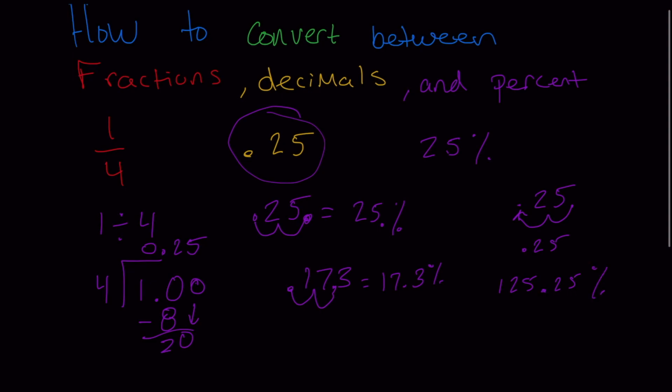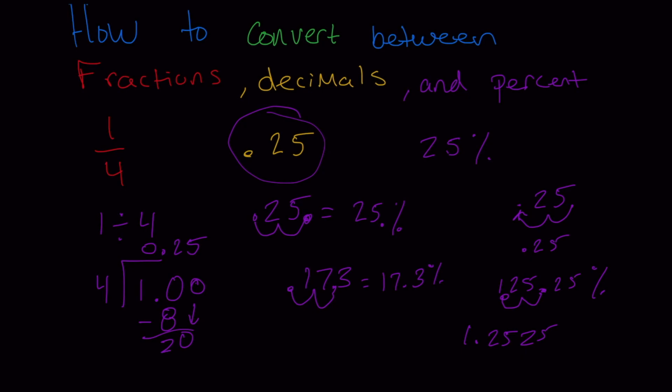Or say I have 125.25%, and I want to convert this to a decimal. Again, start where the decimal is and just move 2 places to the left. I get 1.2525 as a decimal. Very straightforward. The only complex part is converting back into fractions. We can convert a percent easily back into a decimal, and we can easily convert a decimal into percent.